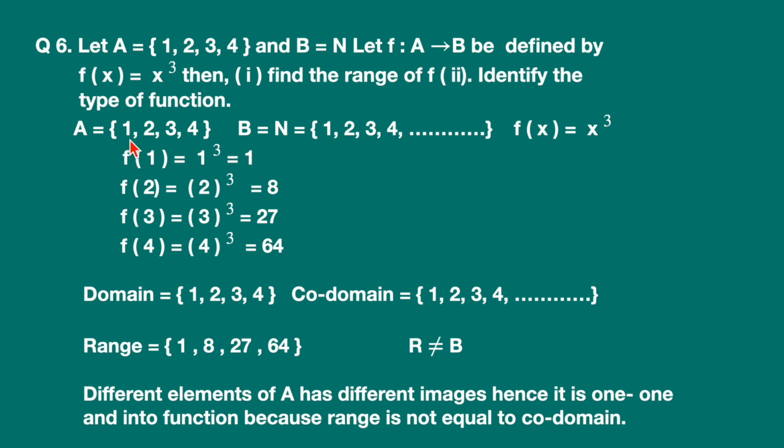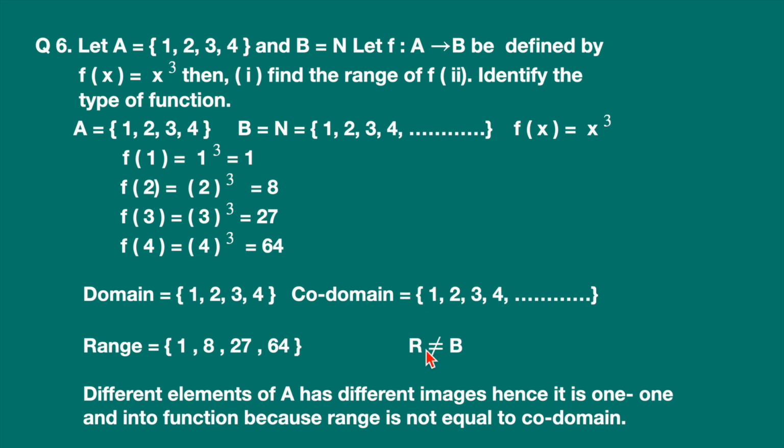Now substitute these values of x is equal to 1. You get f at 1 is 1. F at 2 is 2 cube, which is 8. F at 3 is 3 cube, 27. F at 4 is 4 cube, 64. So the domain is 1, 2, 3, 4. Codomain is natural number set. Range is 1, 8, 27, 64. So range is not equal to the codomain.